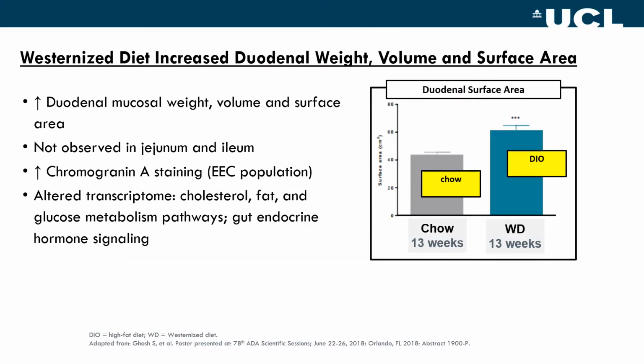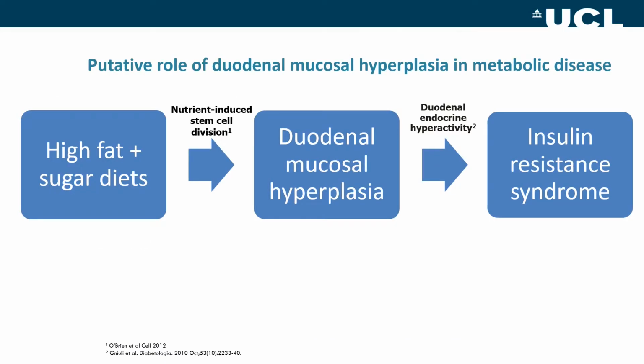So this is data that we published as part of the early work that we did with duodenal resurfacing. We showed that if we took mice and fed them a high westernized diet, compared to chow mice on a normal diet, the duodenal mucosal weight increased, as well as the surface area by hyperplasia, and there was also an increase in chromogranin A staining. So we hypothesized that high fat and sugar diets lead to duodenal mucosal hyperplasia and insulin resistance syndrome.